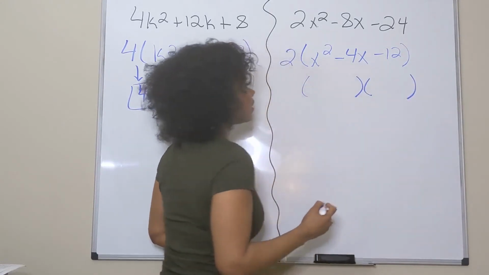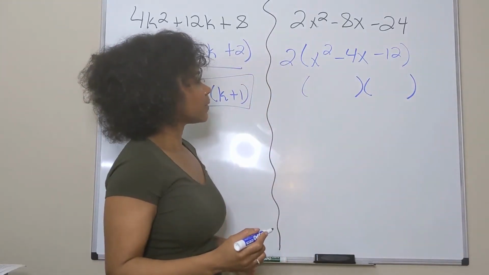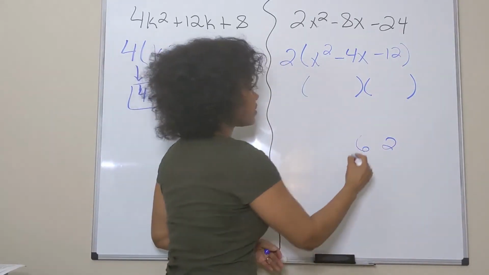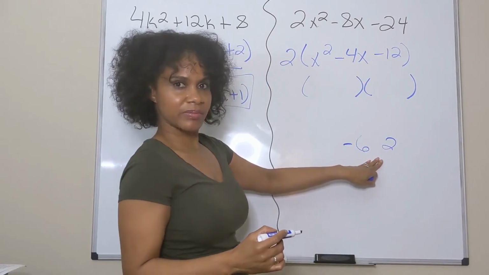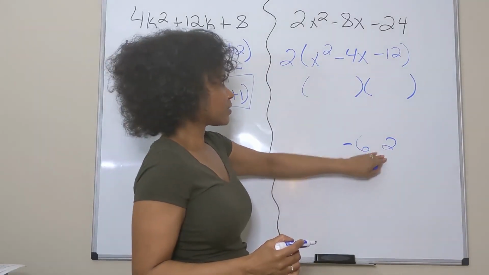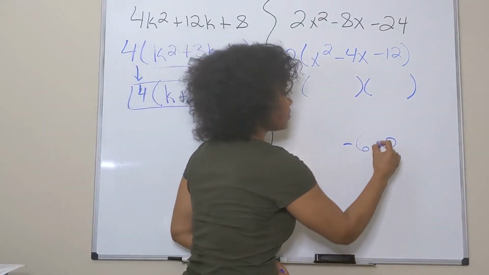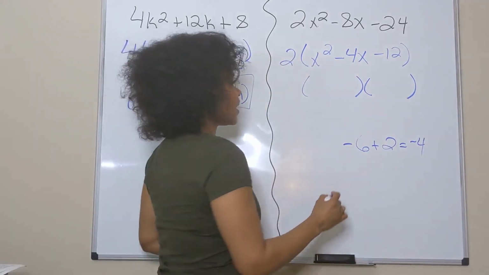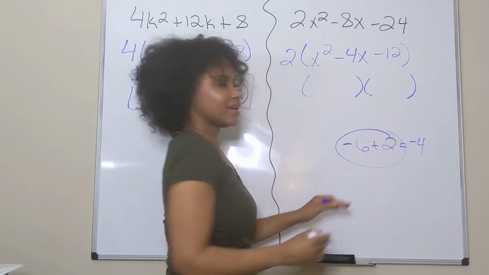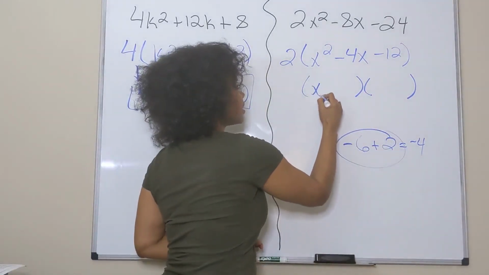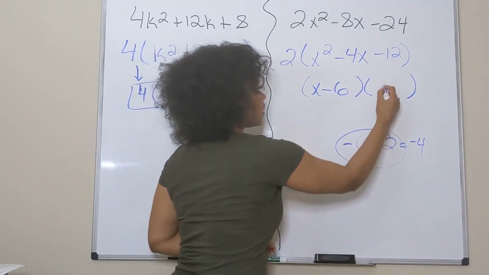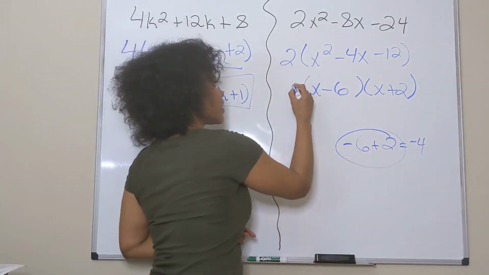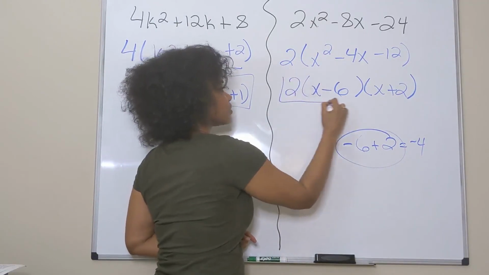Let's see. 6 and 2, right? So 6 and 2. One has to be negative. The 6 has to be negative. Negative 6 times 2 gives me negative 12. But when I add them, I do get negative 4. All right, so my 2 factors are negative 6 and 2. So x minus 6 and x plus 2. And then I just bring down what I factored out originally, that 2.